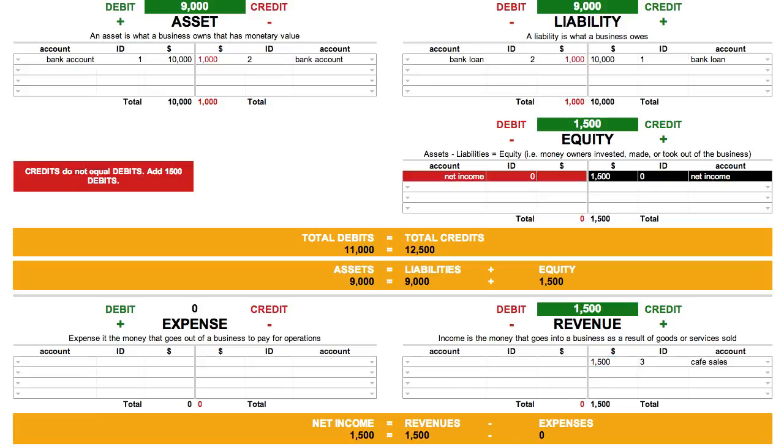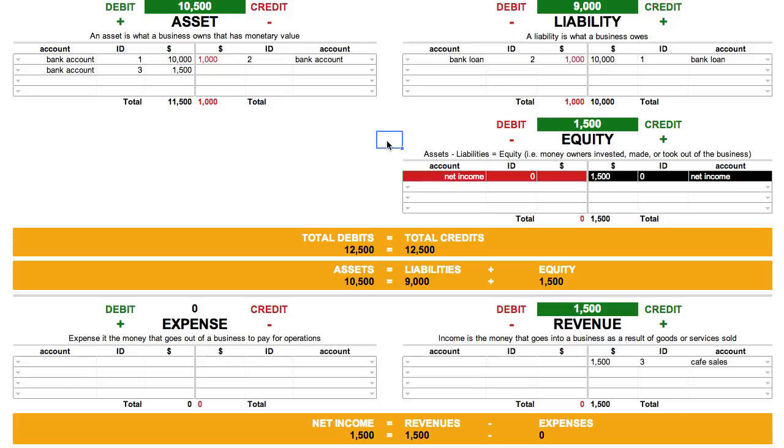The second part of the equation is that we deposited the money, $1,500, into the bank account, which is an asset. Do we want to increase our bank account balance or decrease it? Since we are receiving money for something we sold, we increase it, which means we need to debit it. So we choose the bank account, enter the matching entry ID of 3, and put $1,500 as the amount. Easy peasy.